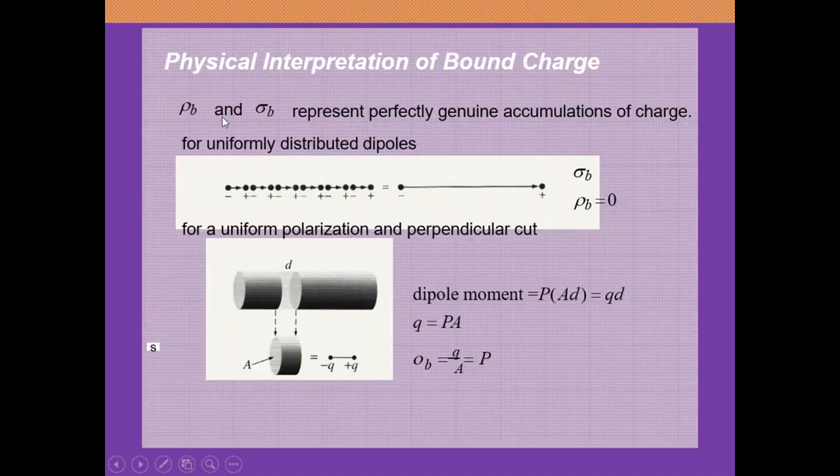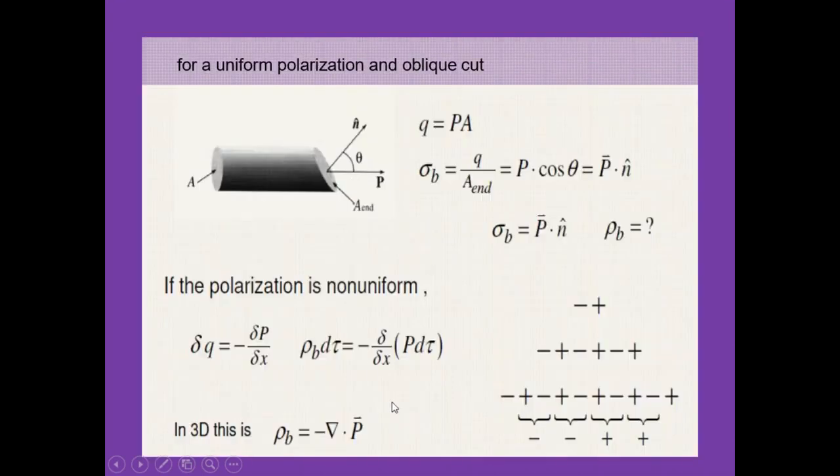This can also be seen as an accumulation of charge from a uniformly distributed dipole. The dipole moment is given as p equals q d, and making q the subject, we have q equals P A. Then sigma equals q over A, which equals P. And for uniform polarization, we have this.